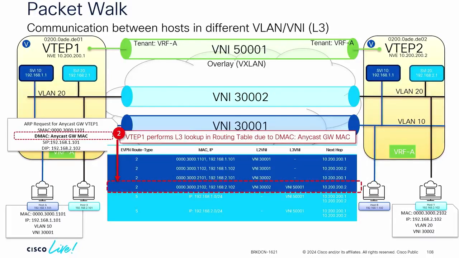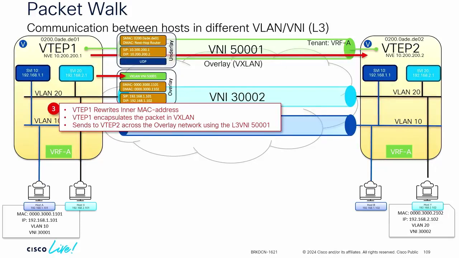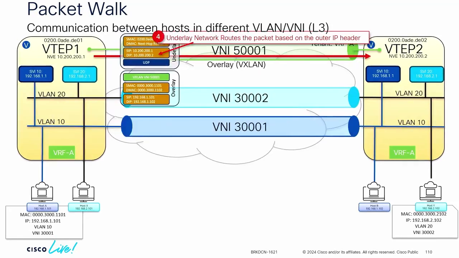So now what I'm going to do is send that out. I'm going to rewrite the inner MAC address. So you'll see here, the inner MAC address is going to be rewritten based on the NVE interface of this VTEP here. And then the VTEP encapsulates this Ethernet packet into VXLAN and sends it to the VTEP v2 over the overlay across this VNI 50,001. And so it's going to send that information across and use it as its transport. And then what you're going to see here is the underlay network is going to route the packet based on that outer IP header. That's how this overlay underlay works when you have a layer 3 routed fabric.